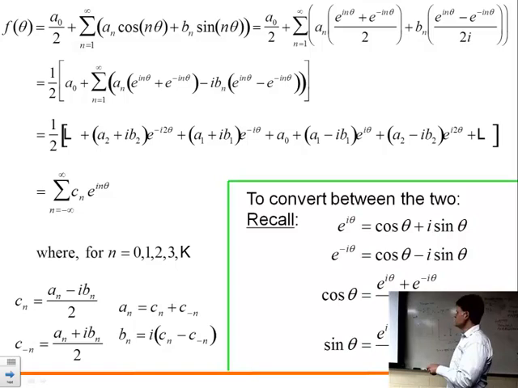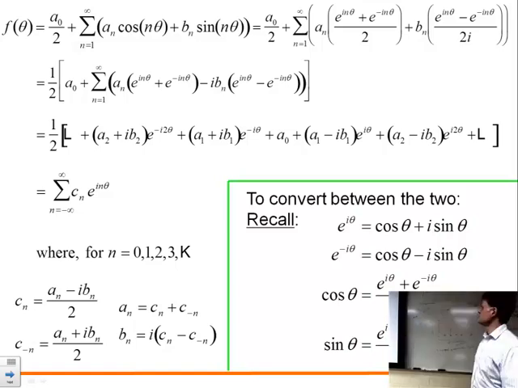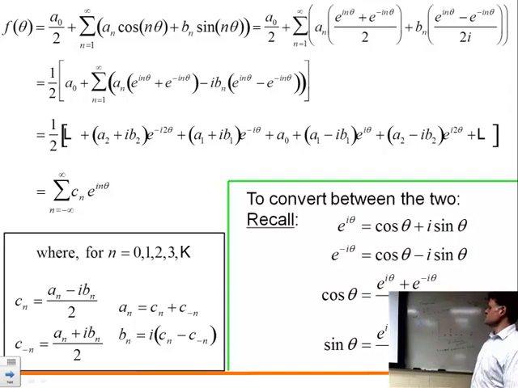It's often easier to actually compute with the Fourier series in the modern form. And then if you want to know the traditional sines and cosines, you use these to convert. We won't actually do an example of this. It's just there if you want it.